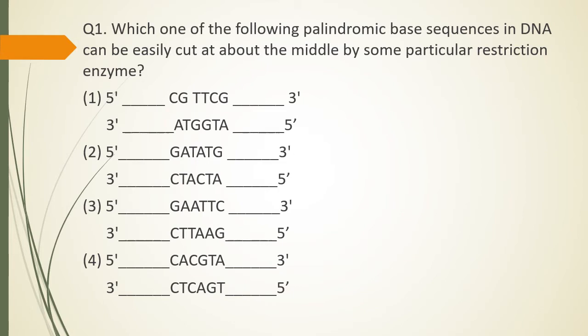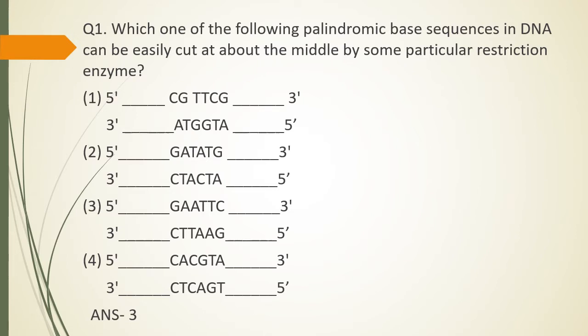Question number 1. Which one of the following palindromic base sequences in DNA can be easily cut about the middle by some particular restriction enzymes? Four palindromic sequences are given. What are palindromic sequences? Palindromic sequences are those sequences which read the same in one particular direction. You have to find out which of the following would be cut exactly in the middle. The correct answer is option 3.